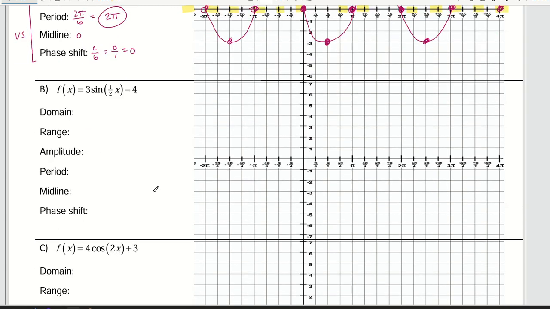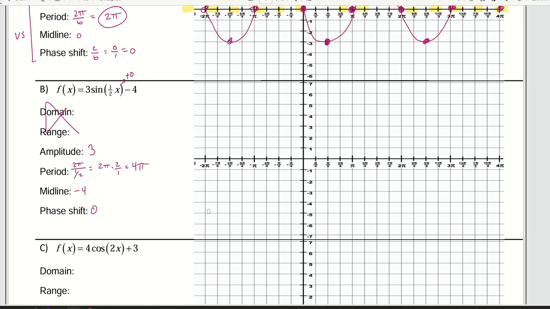Letter B has a little bit more stuff going on. Again, don't worry about that. Amplitude is +3. The midline, or the vertical shift, is -4. The phase shift, even though it's not in there, we are adding 0 in there, so it'll be 0 over 1/2, which is 0. The period, 2 pi over b, which is 1/2, we keep the top of the fraction, we change, and we flip the bottom, so that's going to be 4 pi. So it's going to take 4 pi for us to cycle through everything.